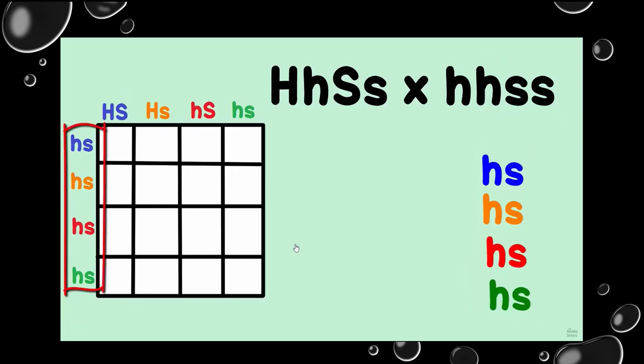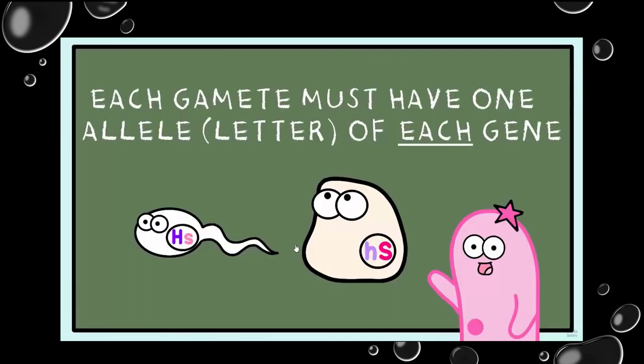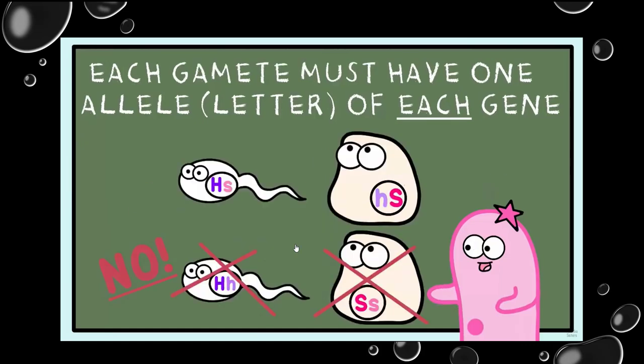And yes, they're all the same for this parent because that was all this parent could contribute as far as alleles. Now remember again, each gamete must have one allele, one letter, of each gene. That's why you won't find a gamete with only H's or only S's. Remember, one allele of each.